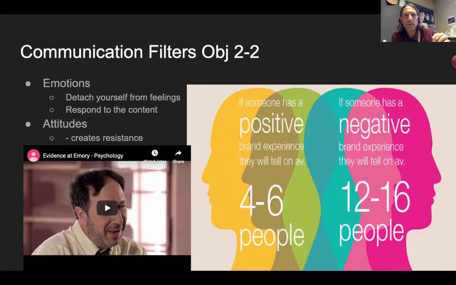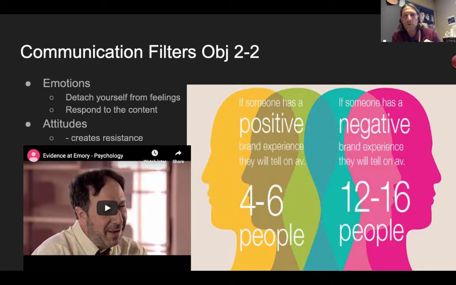Another factor is emotions. Emotions can really be difficult filters to overcome because if we're unable to detach ourselves from our feelings, it's really going to impact how we interpret messages and also how we send messages. One of the things that we need to keep in mind is that when we're dealing with people in states of high emotion, don't respond to the emotion, pay attention to the content of the message and respond to the content of the message.